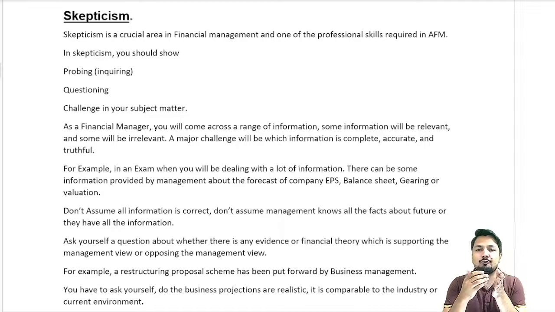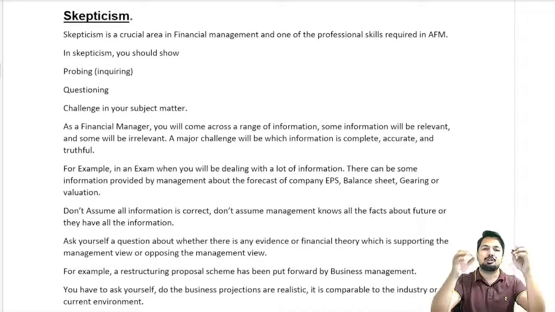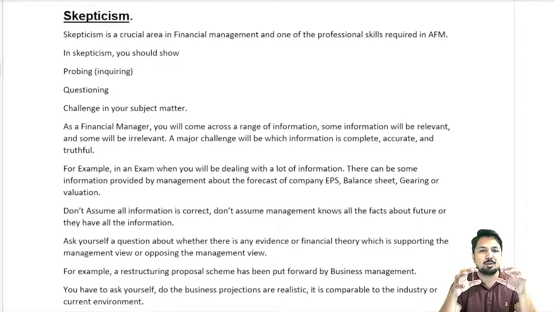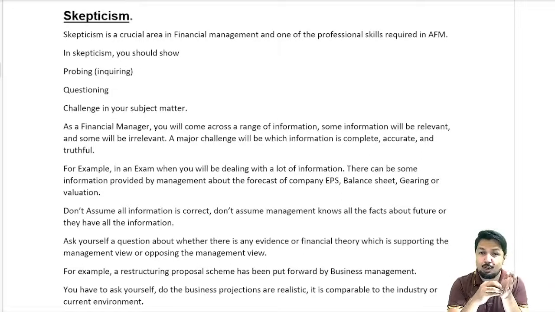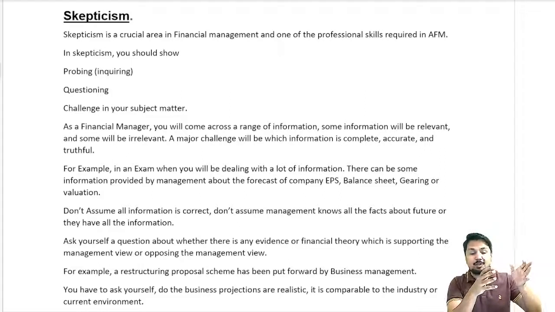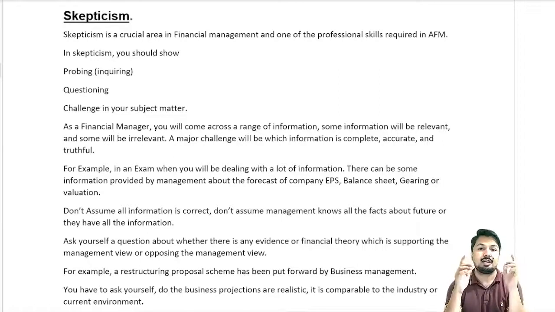Management will provide you the forecast of the company EPS, the forecast about the balance sheet, about the gearing or the valuation. It is your duty that you shouldn't assume that every piece of information is correct or that every piece of information is incorrect. Do not trust the information provided by the management blindly. Ask yourself whether there is any evidence or financial theory which is supporting this information provided by the management. Is there any economic sense which is supporting the management's view? If not, that is your skepticism: you have identified that the information is wrong.